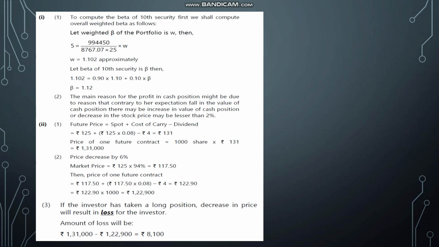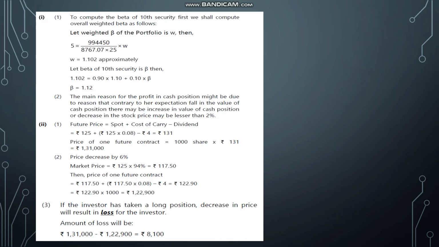Second scenario is when the price decreases by 6%, so the market price will be 125 into 94%. So from 125 it has come down to 117.5. So the price of one futures contract in this case, applying the same formula, future price is equal to spot plus cost of carry minus dividend, that will give you rupees 1,22,900.